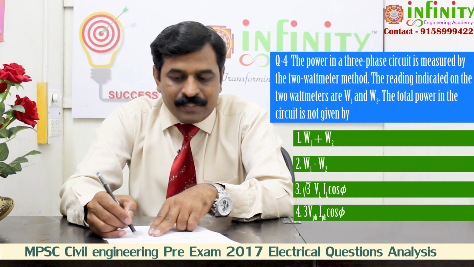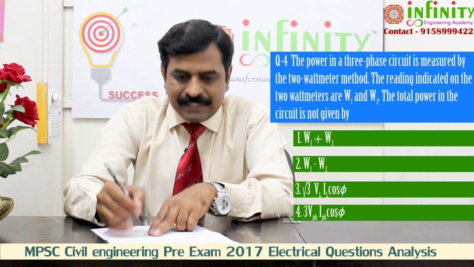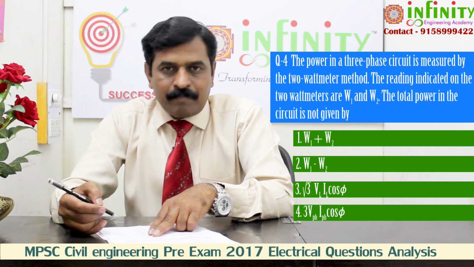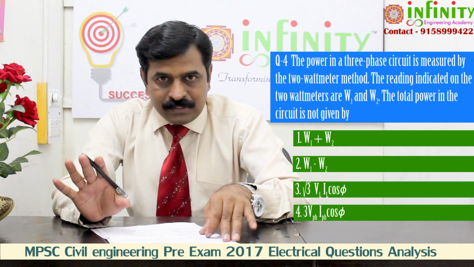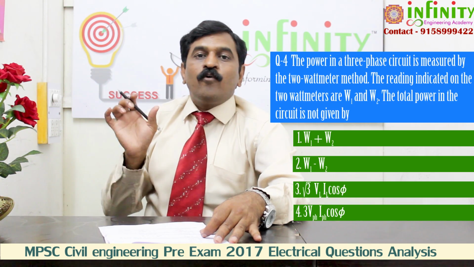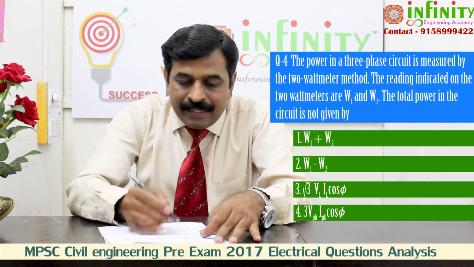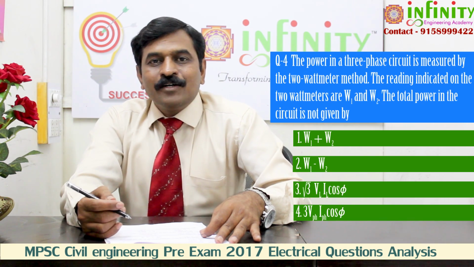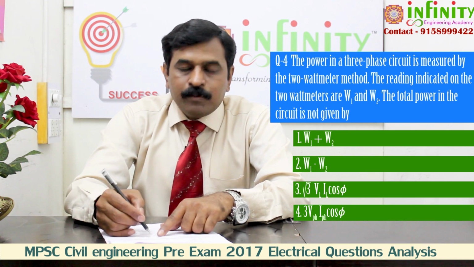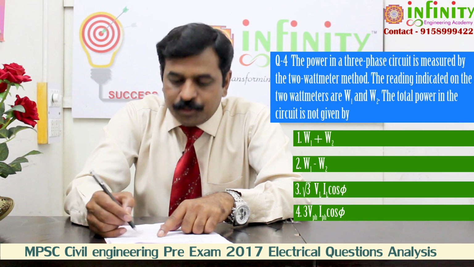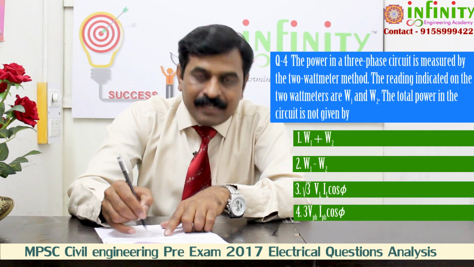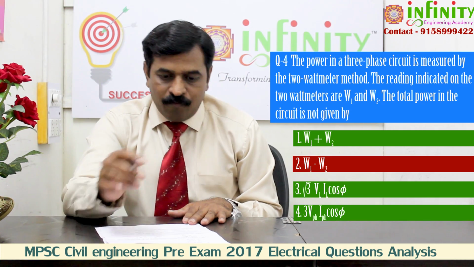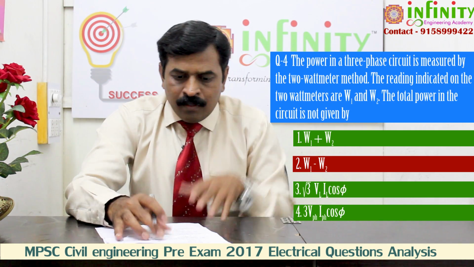Why is it not a correct option? Because it is applicable, it is nothing but the total power in the 3-phase supply. So that means there are 4 options, but out of those 4 options, 3 methods are used to represent the total power in 3-phase, and W1 minus W2 is not used. That's why this particular option, W1 minus W2, is the correct option for this particular question.